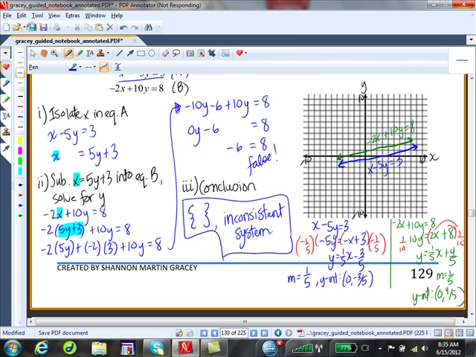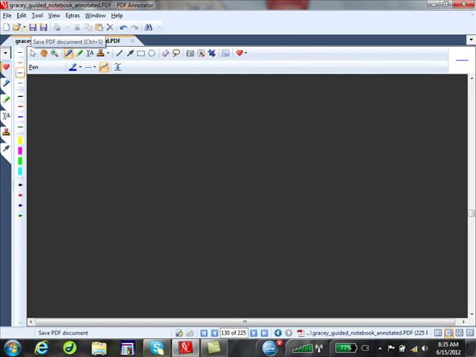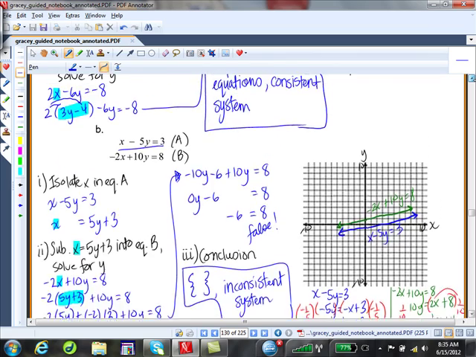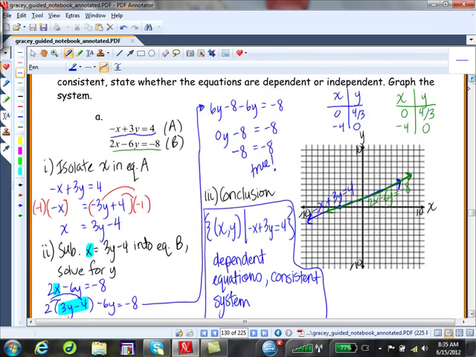Okay, example 3. This one's a thinker. We want you to write a system of equations that has infinitely many solutions. So let's look at this one. Look at these two lines. What would you say they are?